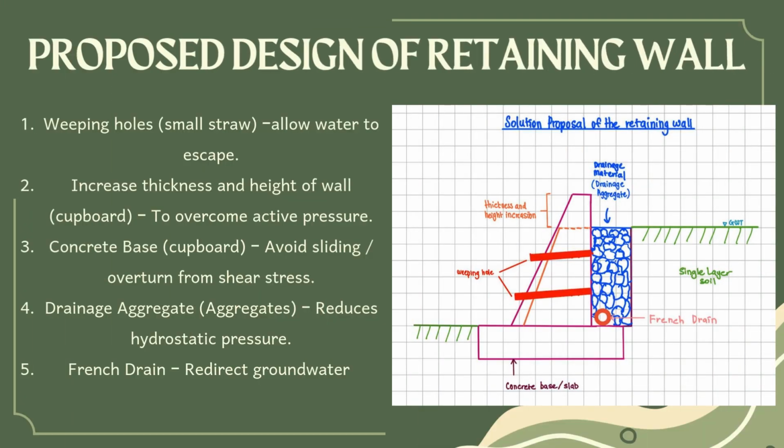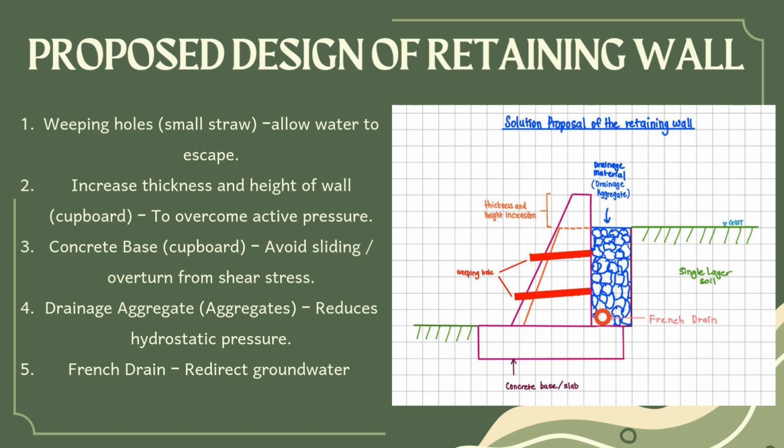Here is the proposed design for the retaining wall, which includes several key elements to ensure stability and drainage efficiency. First, students added weeping holes, which are small straws built into the wall. These allow water behind the wall to escape, preventing water buildup that can increase pressure. Next, students increase the thickness and height of the wall. A thicker, taller wall can resist greater active earth pressure.